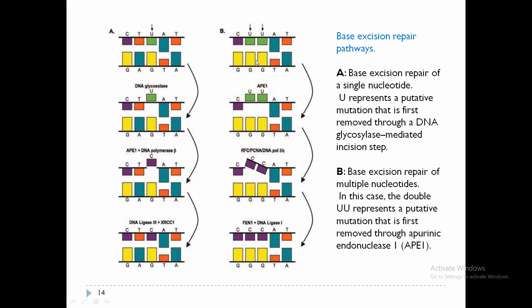And this is picture B, which shows two abnormal bases, U and U. They are first removed by apurinic endonuclease, and then a complex is formed consisting of RFC, PCNA, DNA polymerase delta and epsilon. We can see clearly this flap-like structure that will be removed by flap endonuclease 1, and then DNA ligase 1 performs the ligation of the DNA strand.